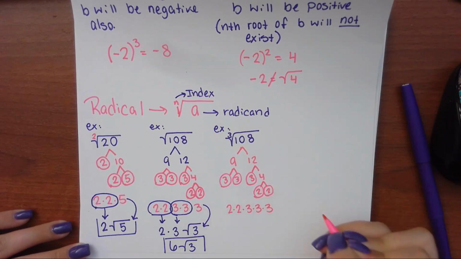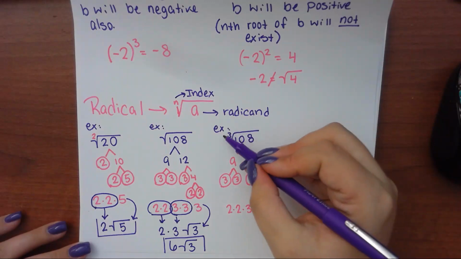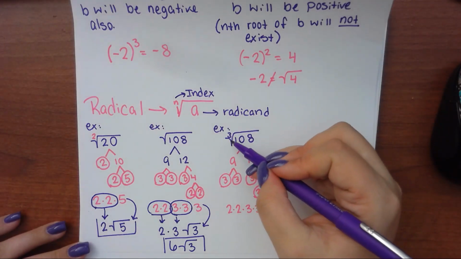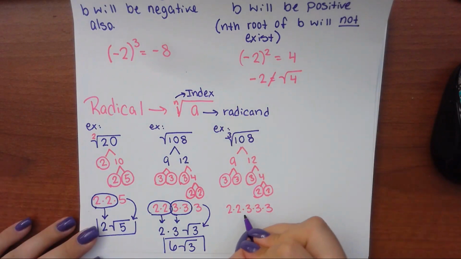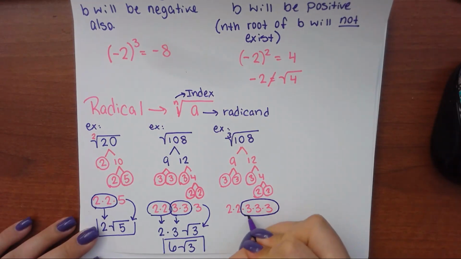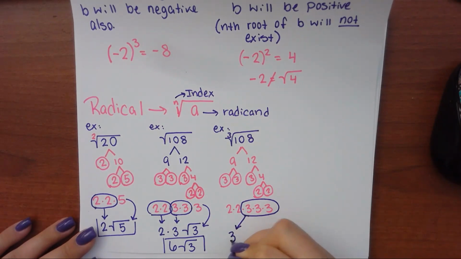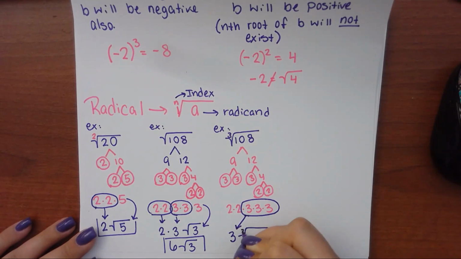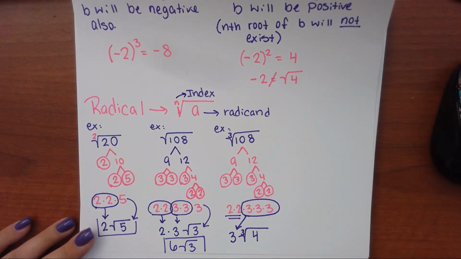The difference though now is instead of circling pairs, we're going to circle 3 in groups of 3 because that's my index now. So if I have a group of 3, those get circled. Once again, we pull 1 from the group of 3 out, and then we leave underneath the radical with that same index whatever is left. So whatever is left over is 2 times 2, which is 4. And that's the only difference with the cube root versus the square root.